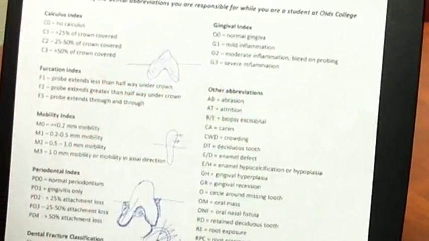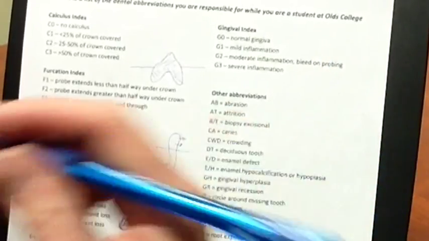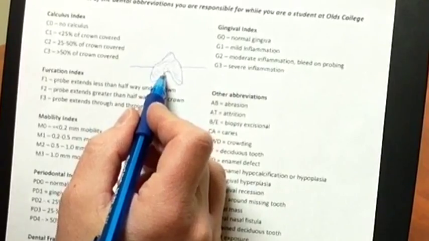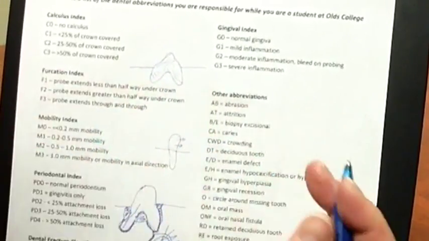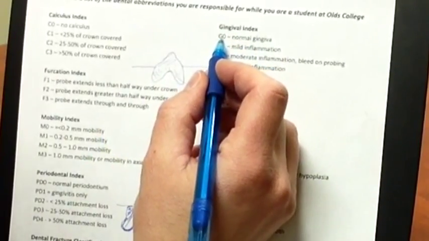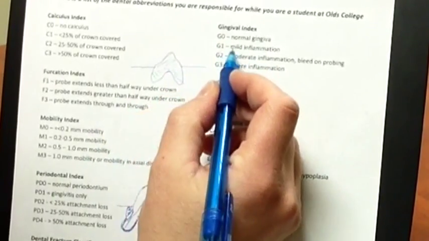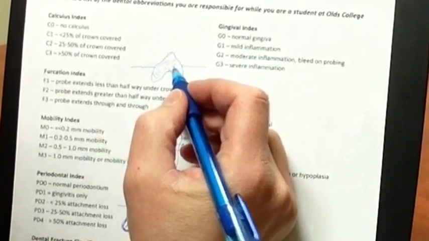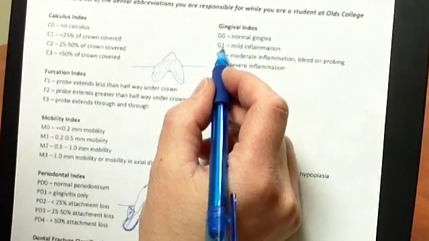Let's move over here to our gingival index. Gingival index is obtained when we are probing the gums. So if we go down to this tooth, if the gingiva looks completely normal, we probe it, no abnormalities are found, we have normal gingiva, and we give that tooth a gingival index of 0. If the gingiva on that tooth looks a little bit red and inflamed, we probe it and no bleeding occurs, we say it has mild inflammation and gets a gingival index of 1.